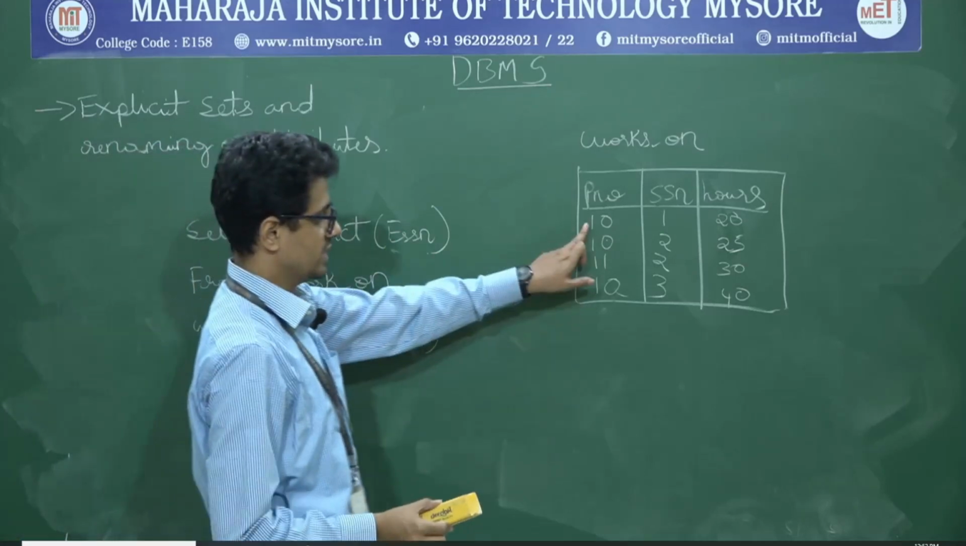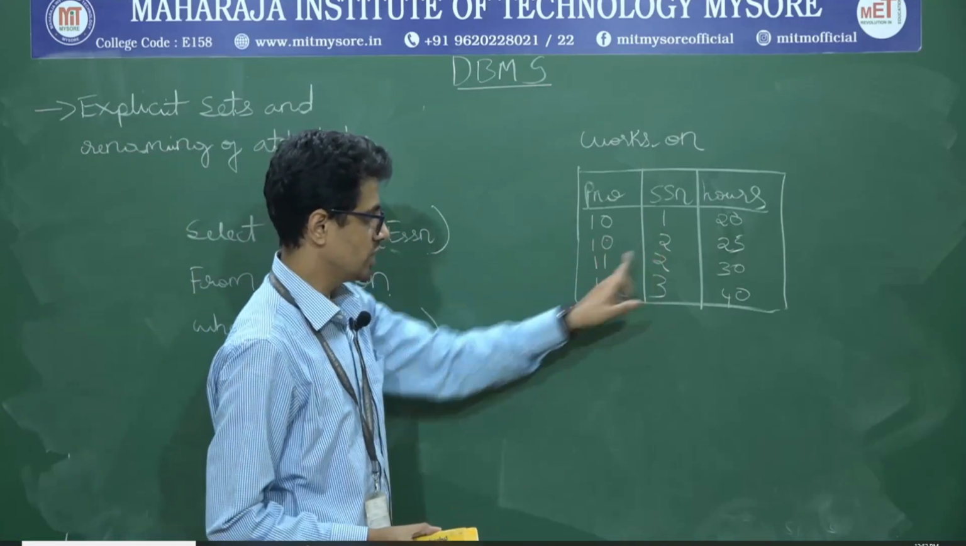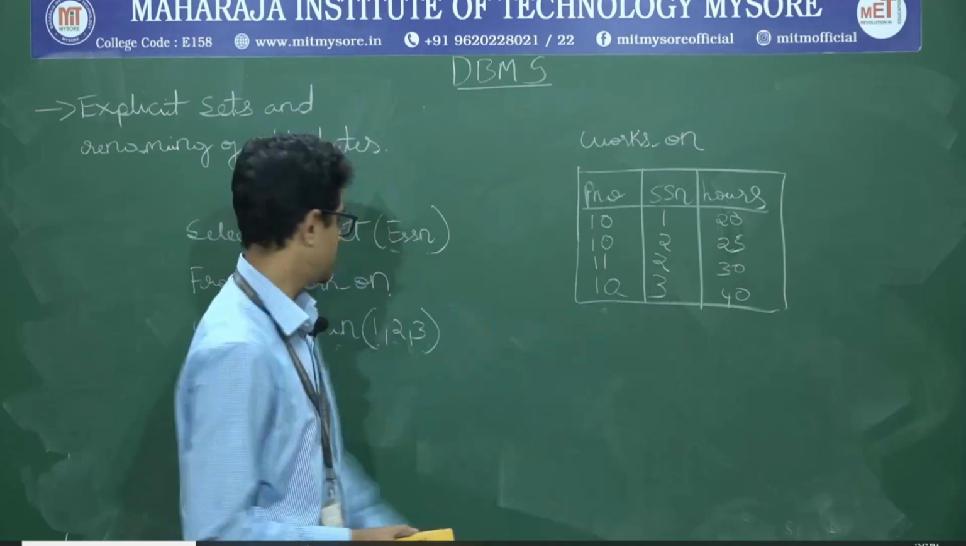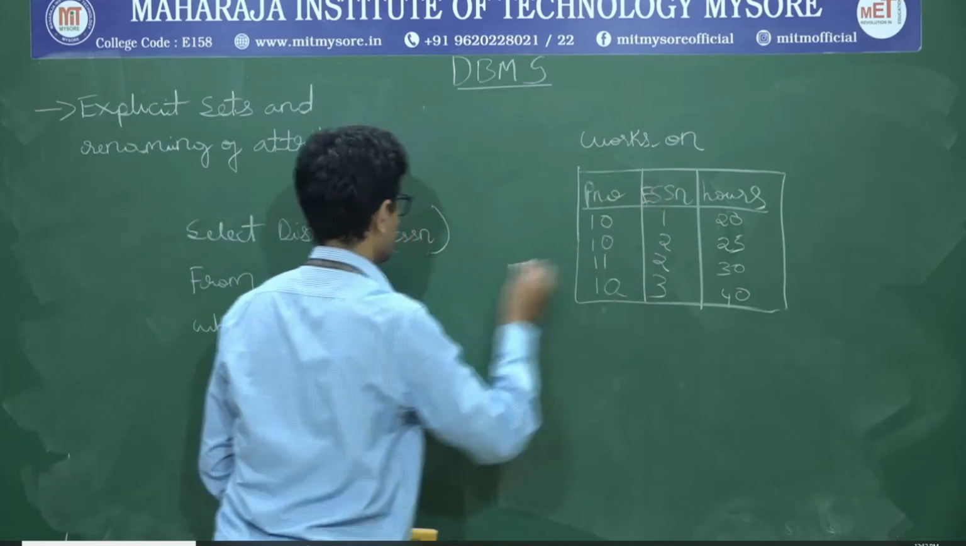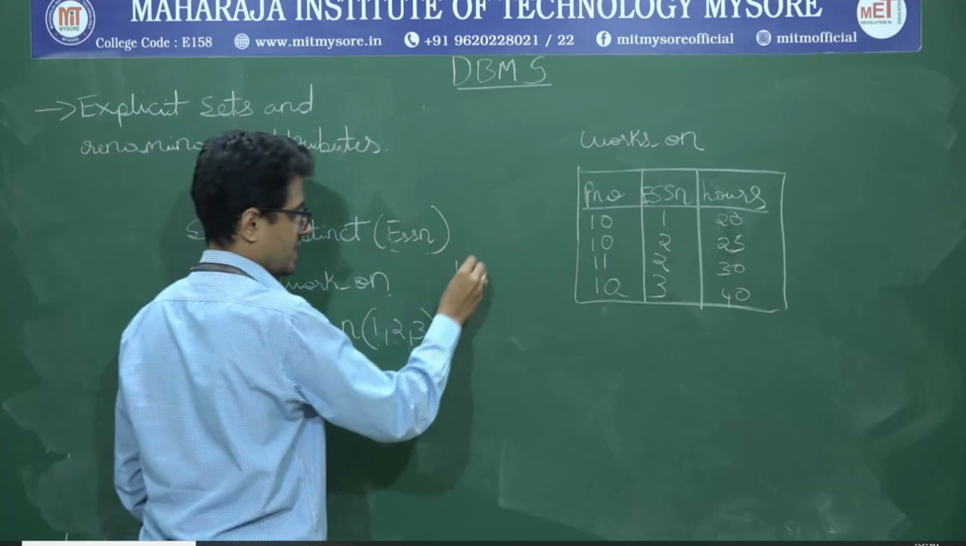So in this case 10 is with 1, 10 is with 2 and 10 is with 3. So automatically ESSN 10 has been selected.